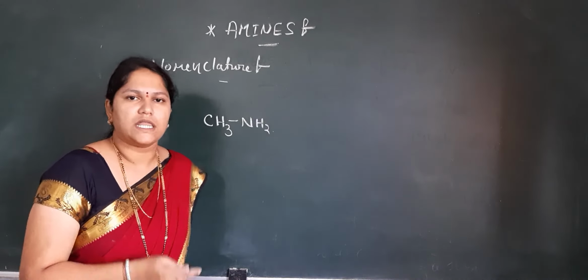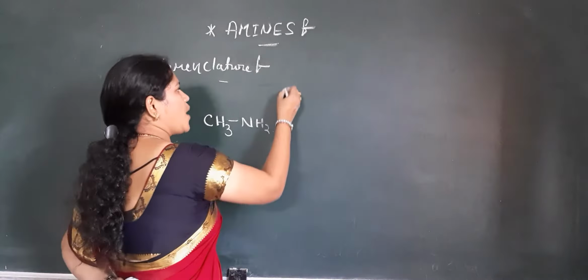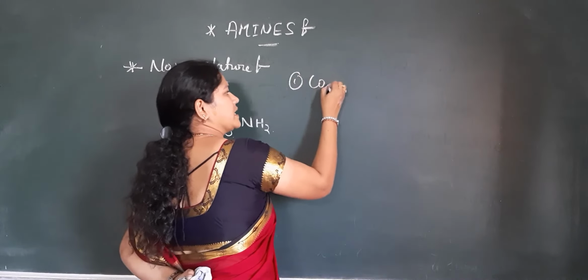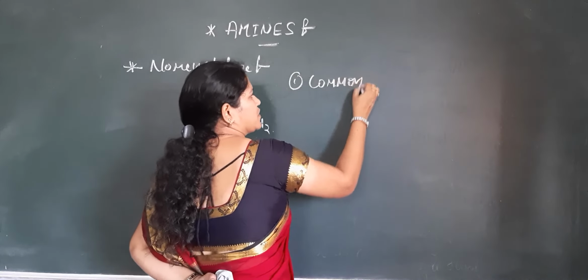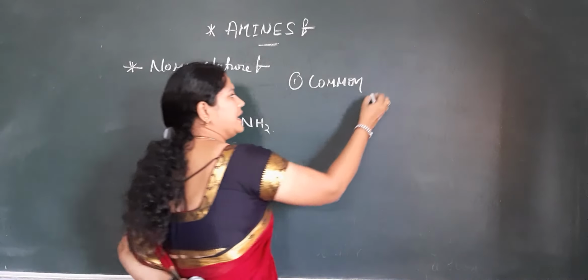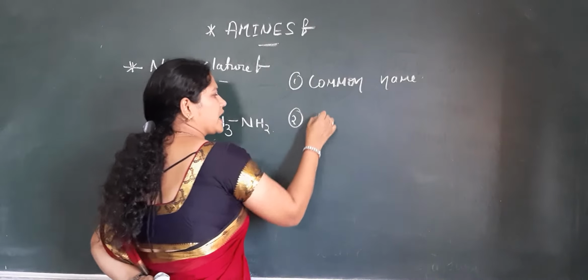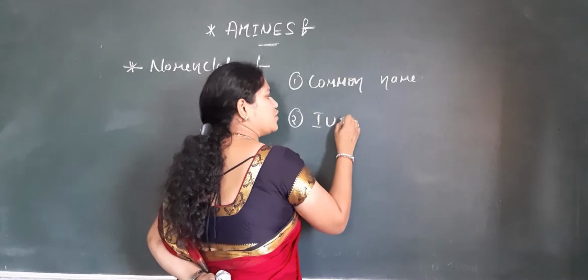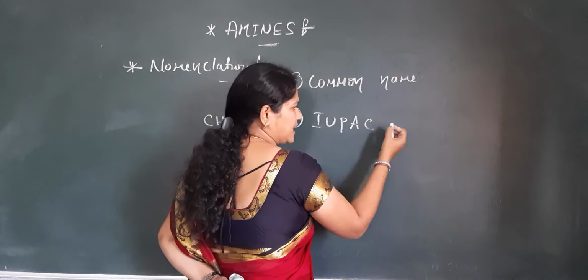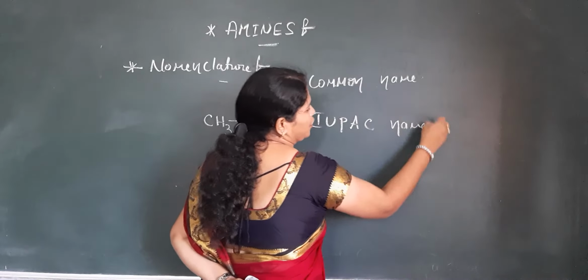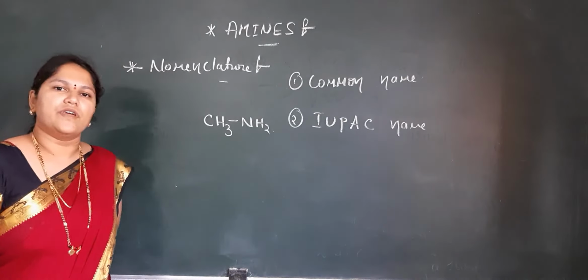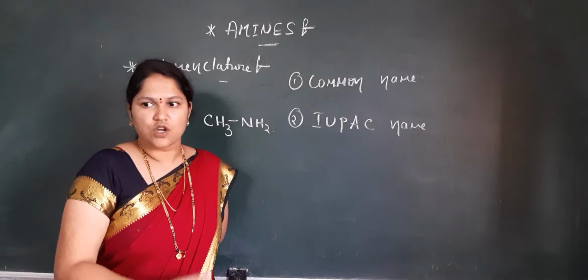In nomenclature there are two categories. One is common name and the other is IUPAC name. Already in first PUC we knew about these common names and IUPAC names. Like this, there are two categories we have: International Union of Pure and Applied Chemistry, common name and IUPAC name. There are two methods we have in order to name a particular compound.